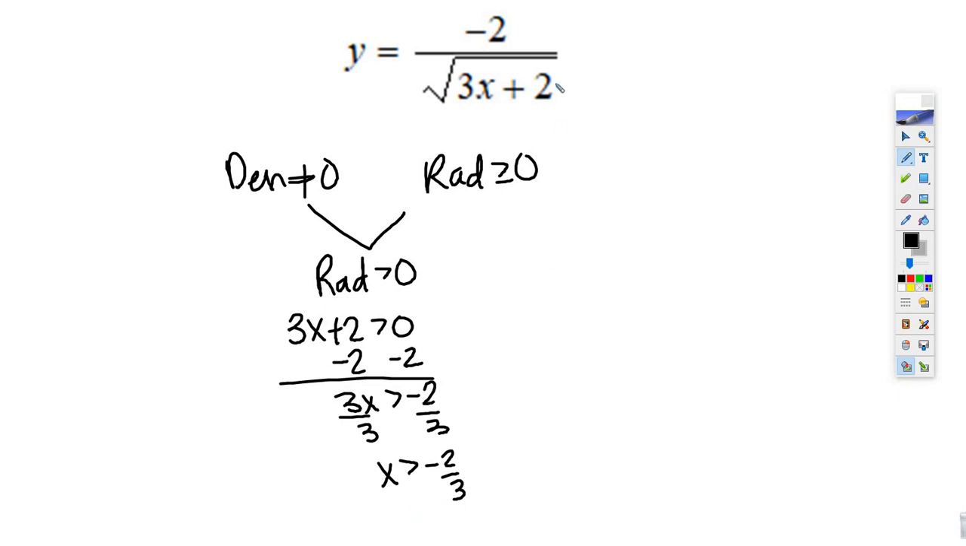I can substitute in that negative 2/3, so we'll say negative 2 over the square root of 3 times negative 2 over 3 plus 2.